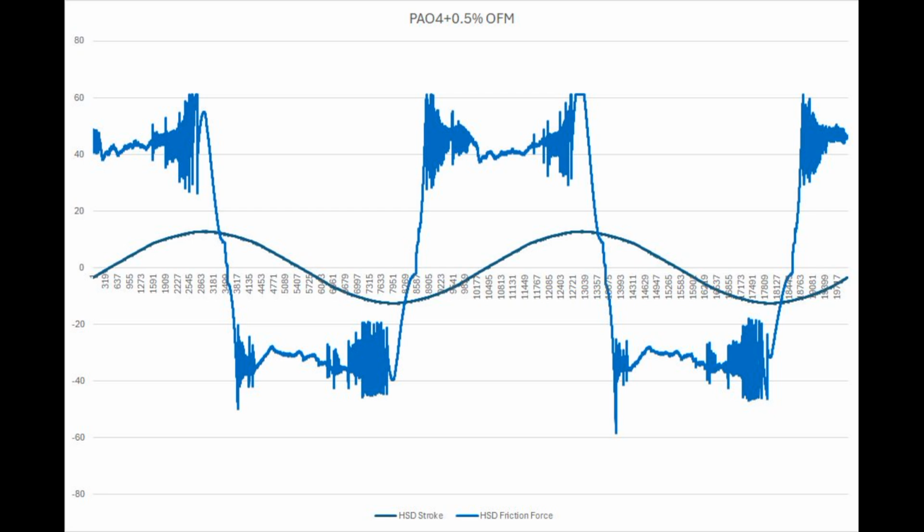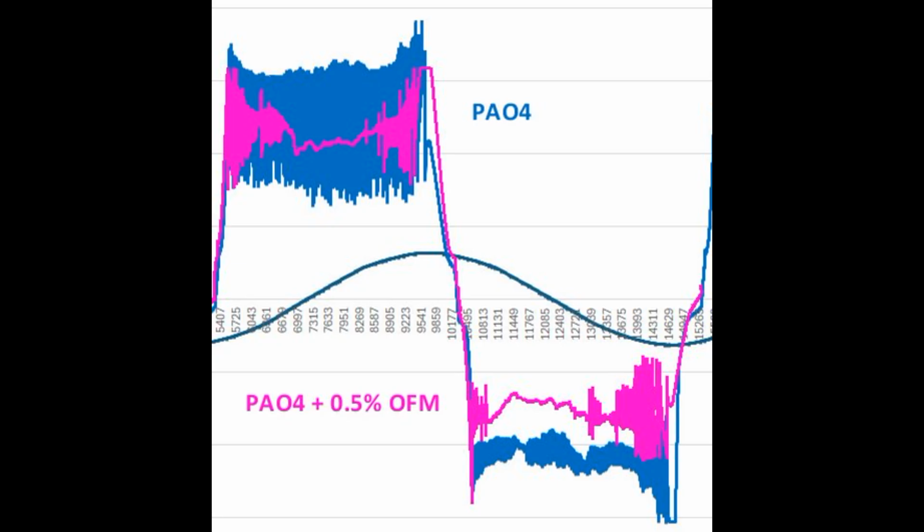With the friction modifier, the stick slip behaviour is greatly reduced, and indeed the overall friction level is lower compared with the PAO4 on its own. If we were now to run with something like a slideway lubricant, we'd expect the stick slip behaviour to disappear entirely.